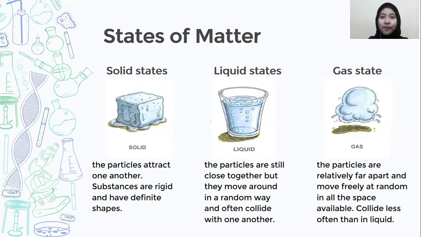And fourth, states of matter. Matter can be classified into three states. First, solid state, second, liquid state, and the last, gas state. In a solid state, the particles attract one another, and so the substance is rigid and has a definite shape. The volume of a solid does not vary much with changes in pressure and temperature.